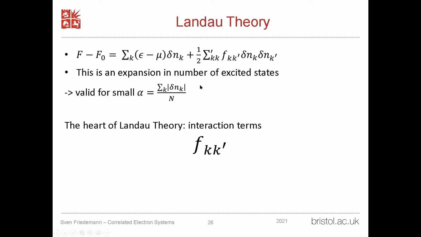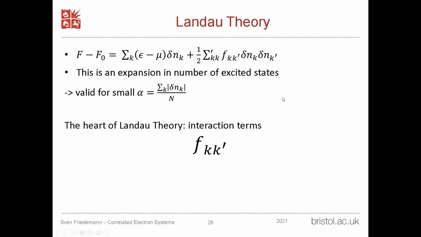Okay, it is essentially an expansion in terms of the number of excited states, and it will be certainly valid as long as the deviation from the non-interacting state is small, because then this is of order delta n squared. If that's small, then it's of course smaller than delta n, but it's certainly larger than delta n cubed, and that's why we can cut off this expansion right after the square term.